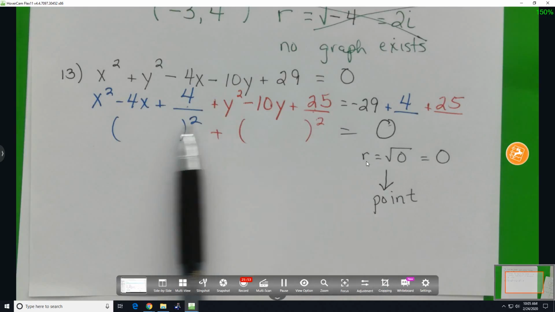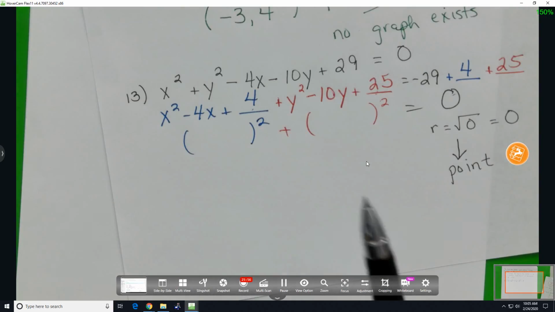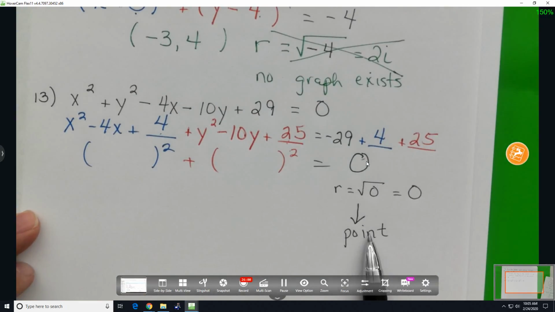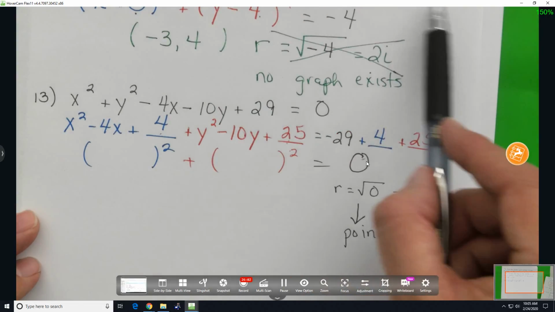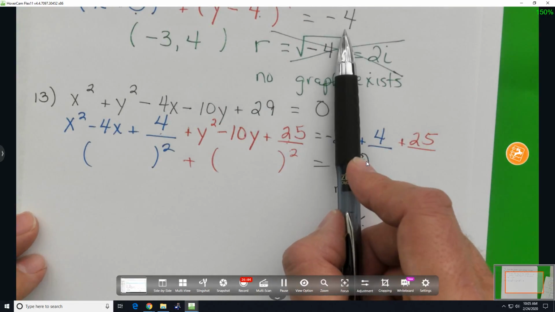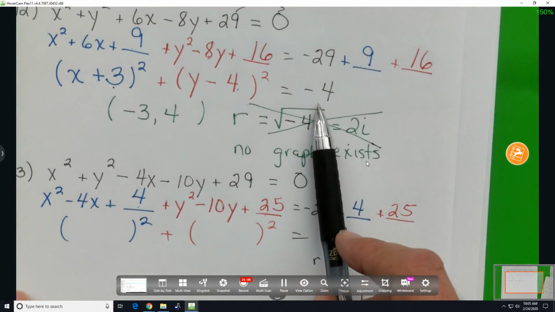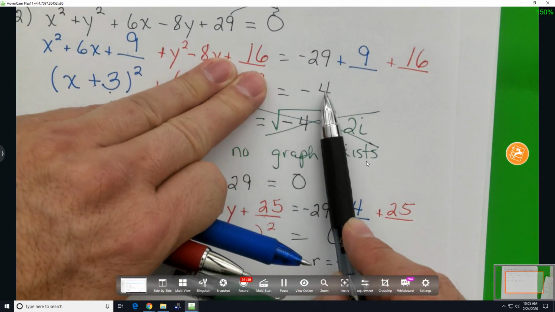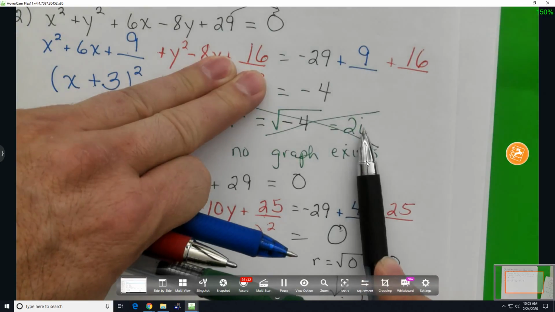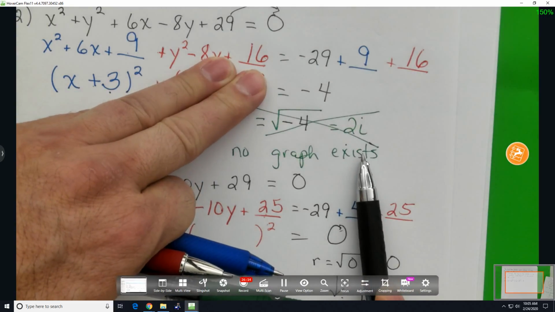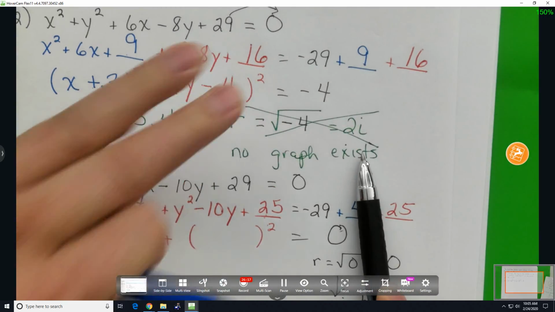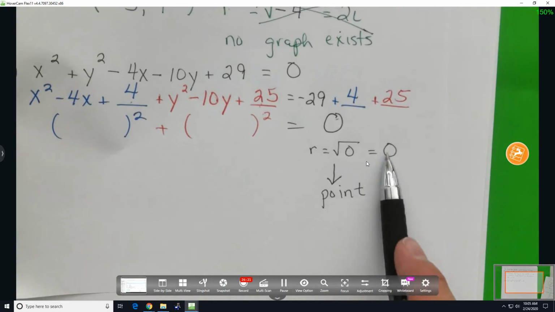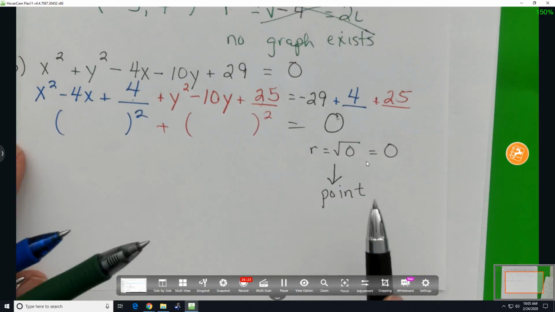Now see why I'm not doing this stuff here? Once I realize that r is 0, then this is a point. Over here, once I see I have a negative 4 up here, I didn't need to do any of that, because the radius is an imaginary number, so no graph. As soon as I see that the radius is 0, I can stop and say it's just a point.